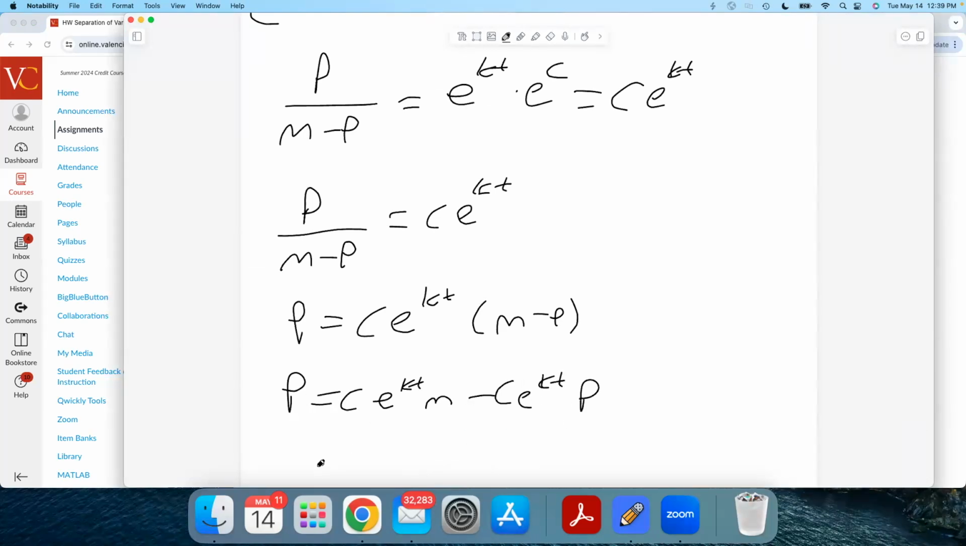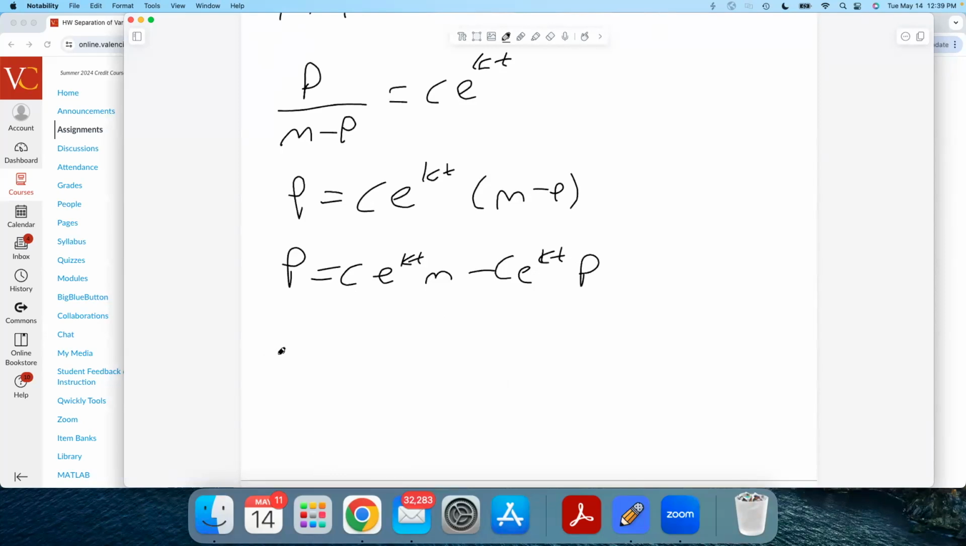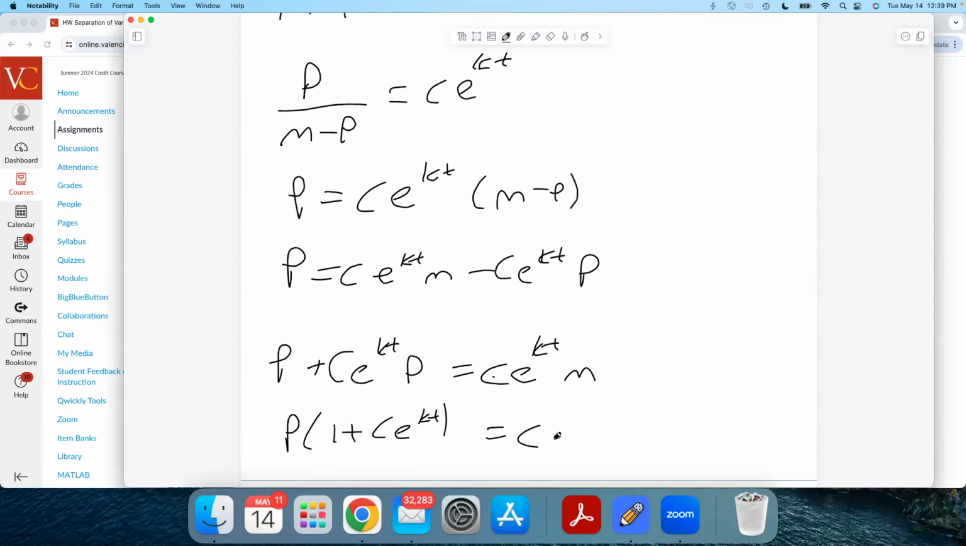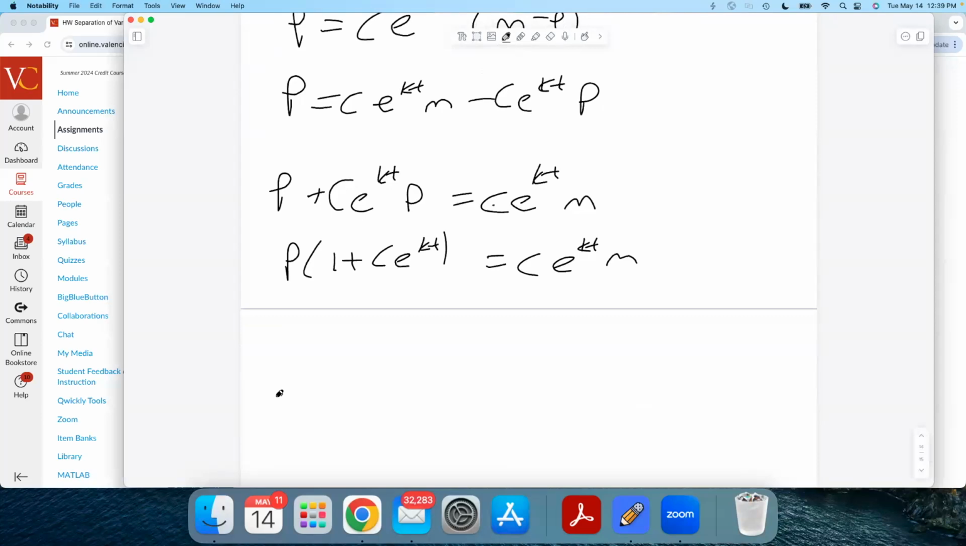Now I've got to get all my P's together on one side and factor out a P. So I'll get P plus M when this moves over. Factor out a P here, and I get 1 plus CE to the KT. And then I can divide that over. So P of T will look like this. It's a complicated formula.